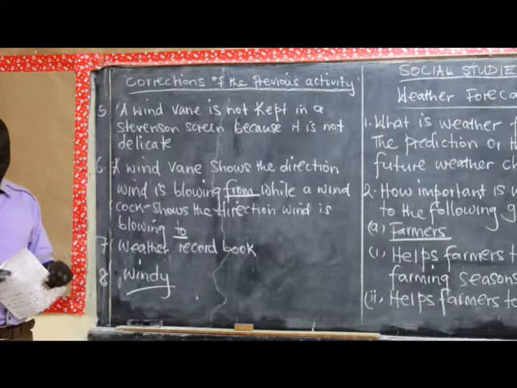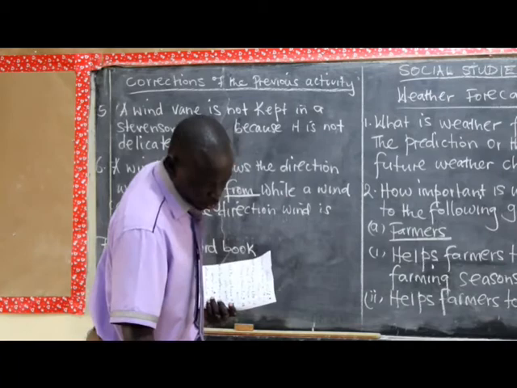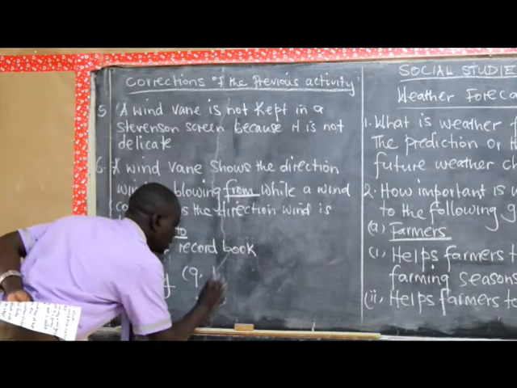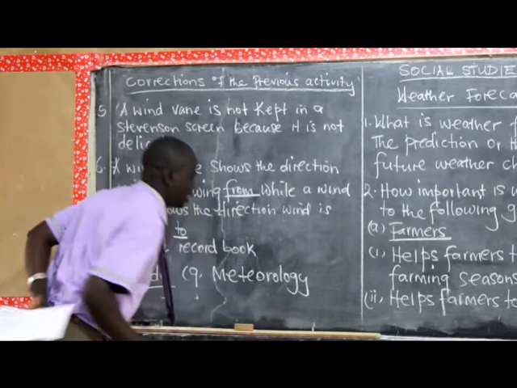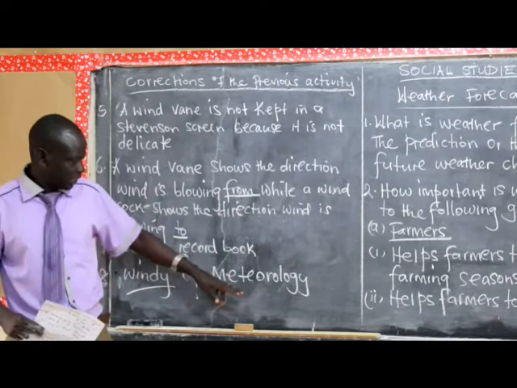Then number 9, what term is used to describe the study of weather? So our number 9 is meteorology. That is the study of weather. Remember, people who study weather are called meteorologists. So the study is meteorology.